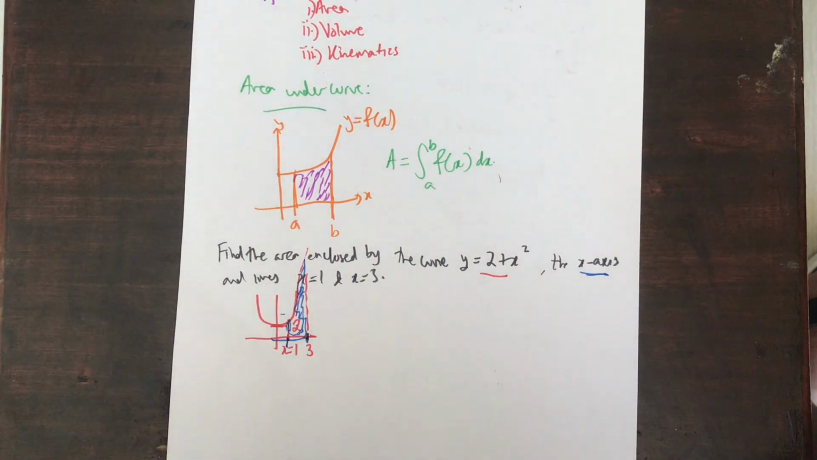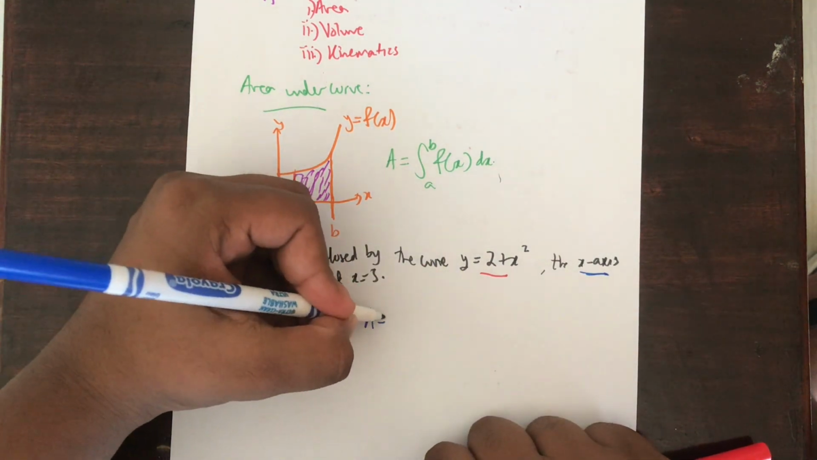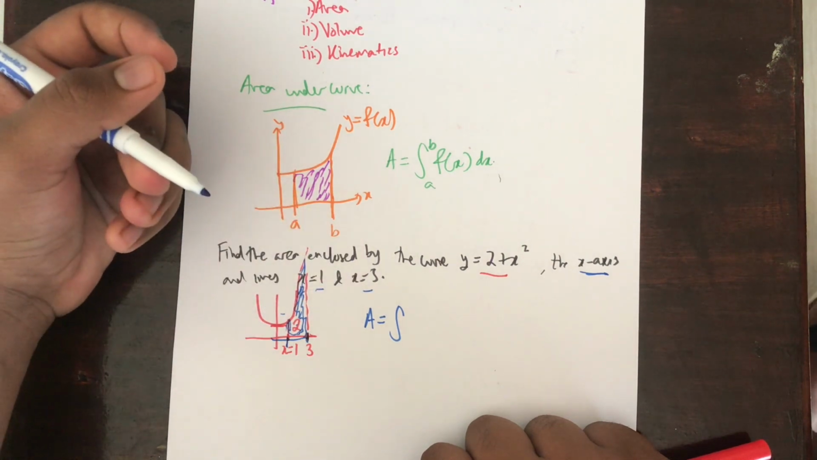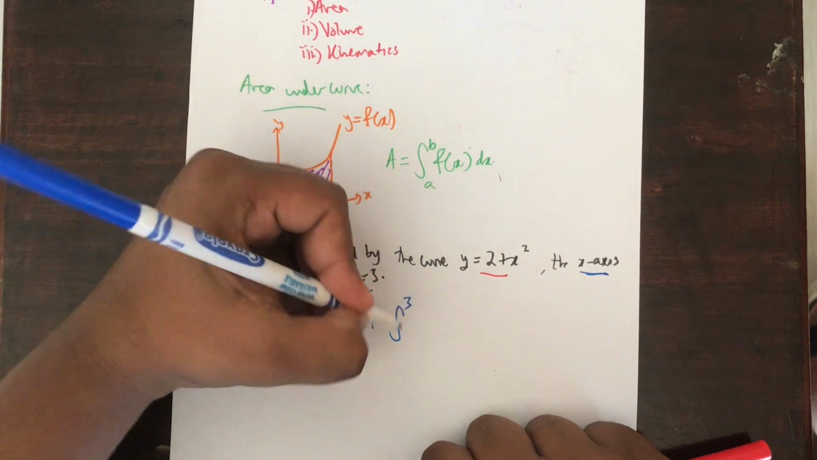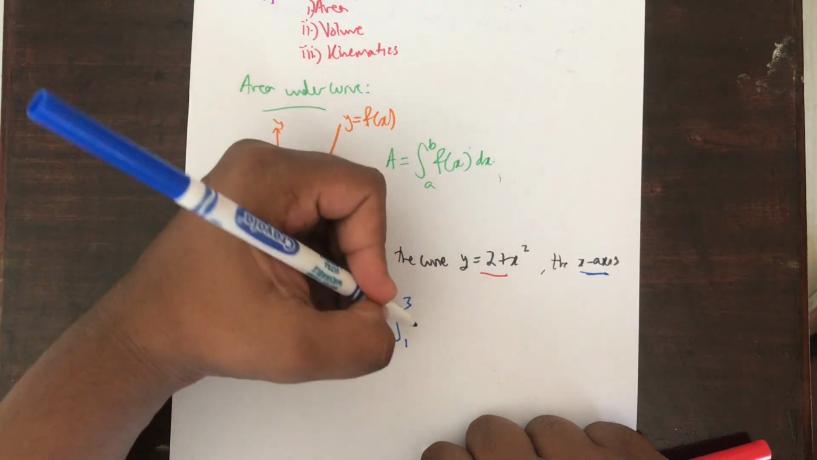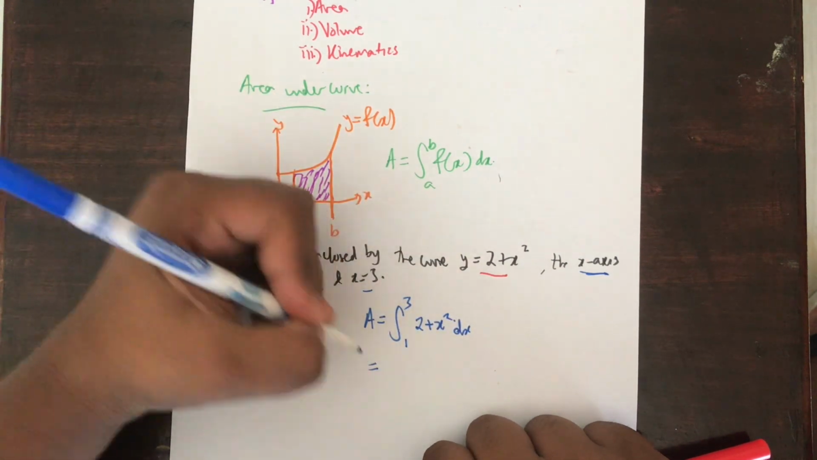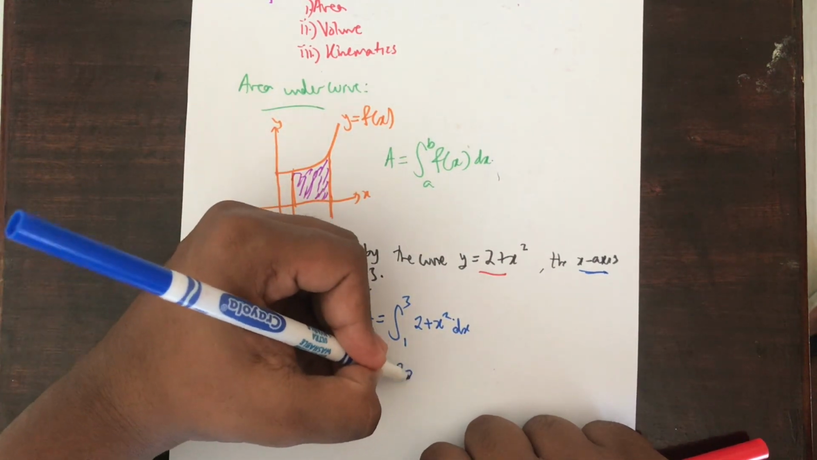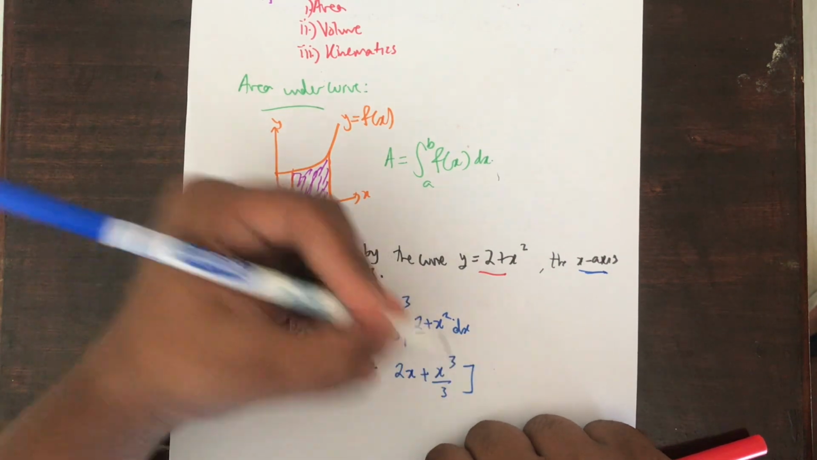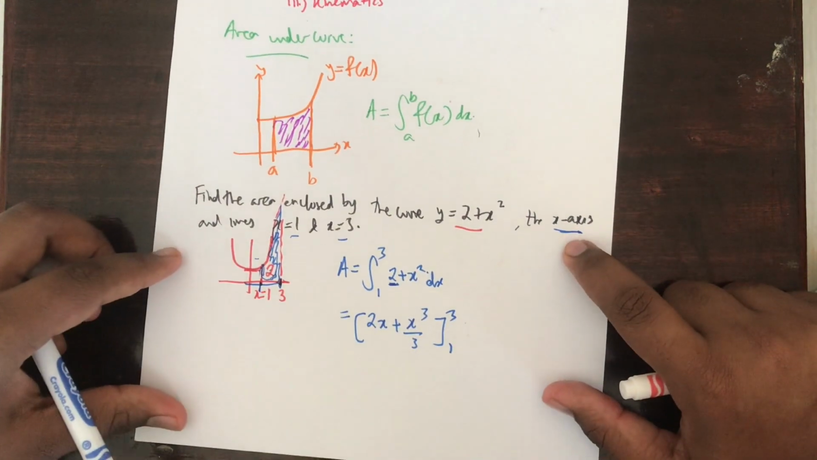Again, if we apply the formula we learned above, the area is equal to the integral between b and a. So x equal to 1 and x equal to 3 are our b and a: 3 will be on top and 1 will be at the bottom, and then you integrate 2 plus x squared with respect to x. Very simple. Just do it the normal way: 2x plus x cubed over 3, and you take 3 and 1 as your limits.